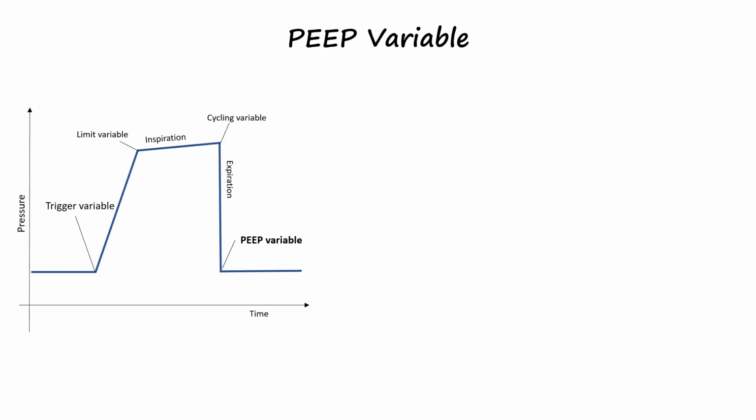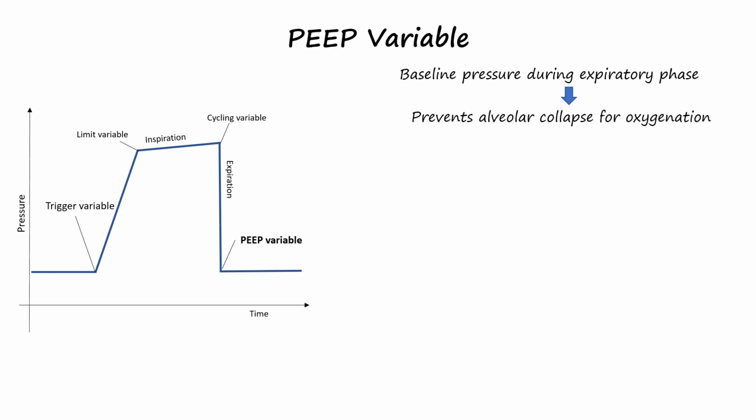Positive end-expiratory pressure, or simply PEEP, is the final phase variable in a breath cycle and describes the baseline pressure which remains after inspiratory pressure is released, as the patient exhales. This baseline pressure keeps the alveoli open to allow for adequate oxygenation, and also recruits the closed alveoli in the sick lung and improves oxygenation.